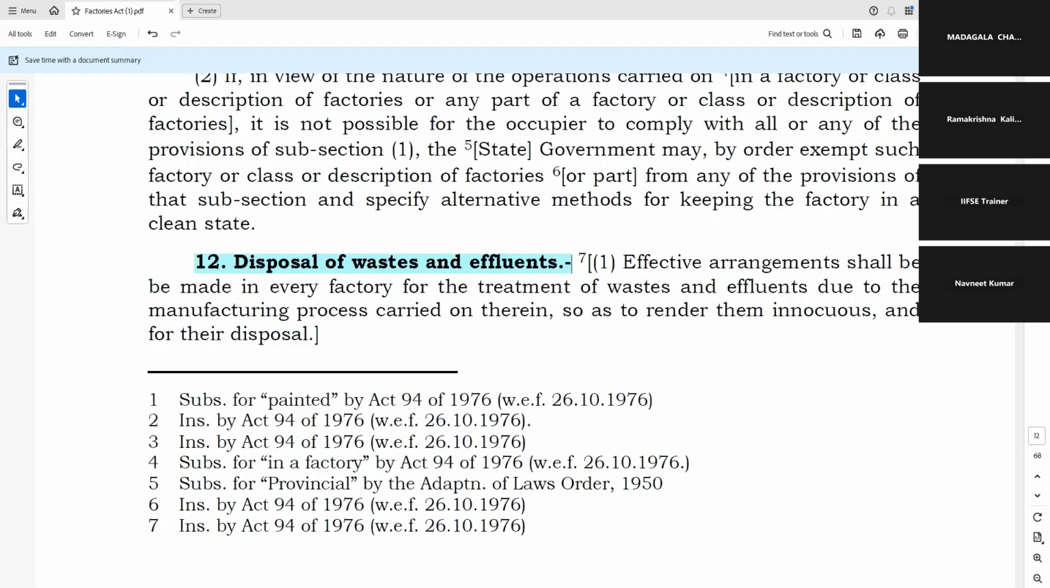Process effluents are treated in our ETPs, effluent treatment plants, and the domestic effluents are treated in STPs, sewage treatment plants. These two treatment processes are completely different. We'll discuss those treatments in future. For now, this is an overview.